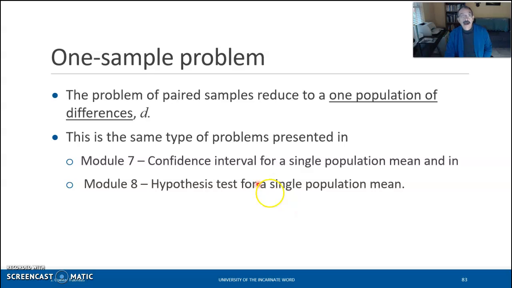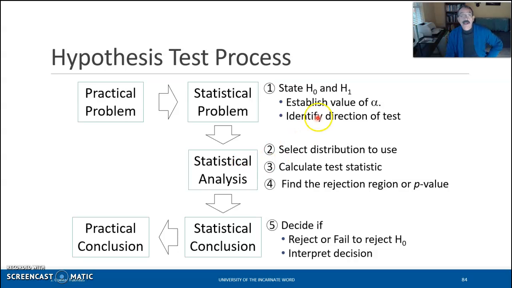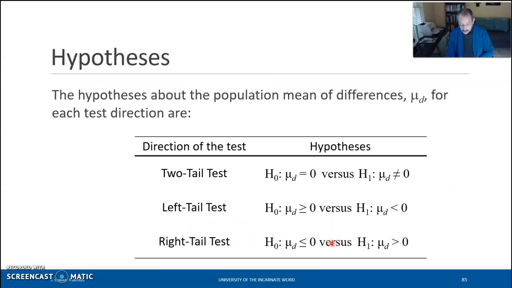All right, so with that in mind, this is what I'm saying in this slide. The problem of paired samples reduces to one population of differences, d, which is equivalent to what we discussed in Module 7 in terms of confidence intervals, and in Module 8 in terms of the hypothesis test of a single population mean. The procedure that we're going to follow to test the hypothesis is exactly the same as before. In fact, what we're going to do next is exactly what we did in Module 8.